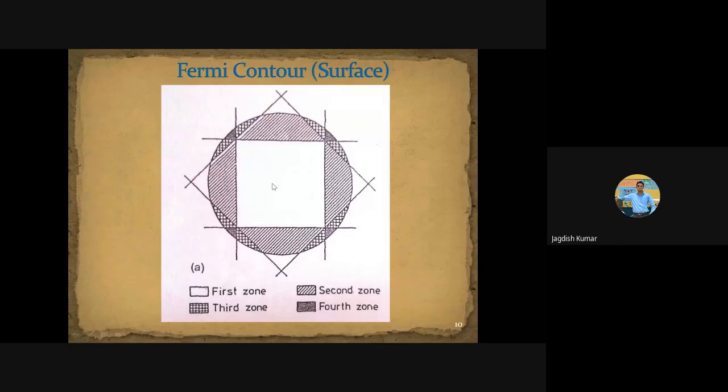So now, suppose this is whatever the Fermi energy is, then accordingly you will be having a particular circle, isn't it? That is going to represent the Fermi contour or Fermi surface. So what is Fermi energy? It is the energy below which all the states are occupied and above which all the states are empty. I'm sure somewhere you would have done this.